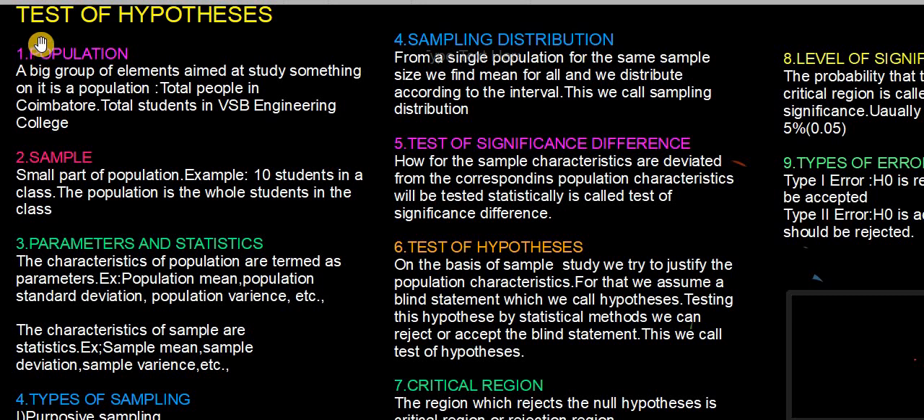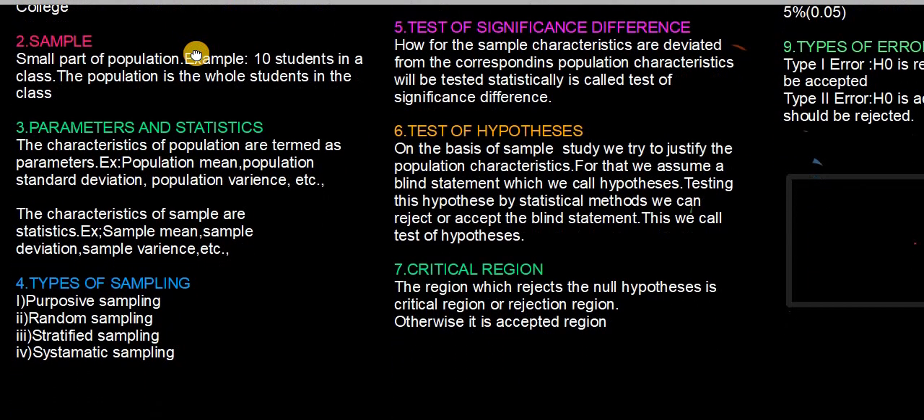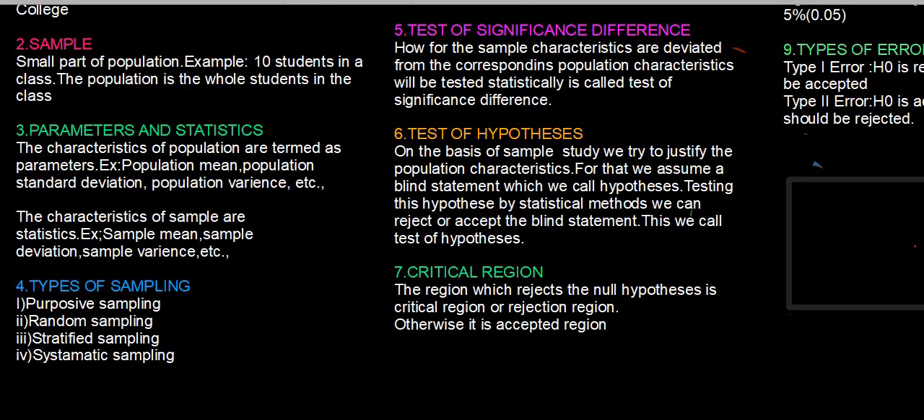So recap of that, test of hypothesis means we have to test the hypothesis so that we can extend our sample idea to the population. Population means what? A very big group of elements aimed at to study something. That's called population. Sample means a small part of a big population is called sample. A small part of a big group of elements called a sample. Take for example, to study the average marks of a class, we are taking only 10 students and we are studying, this 10 students is called a sample.